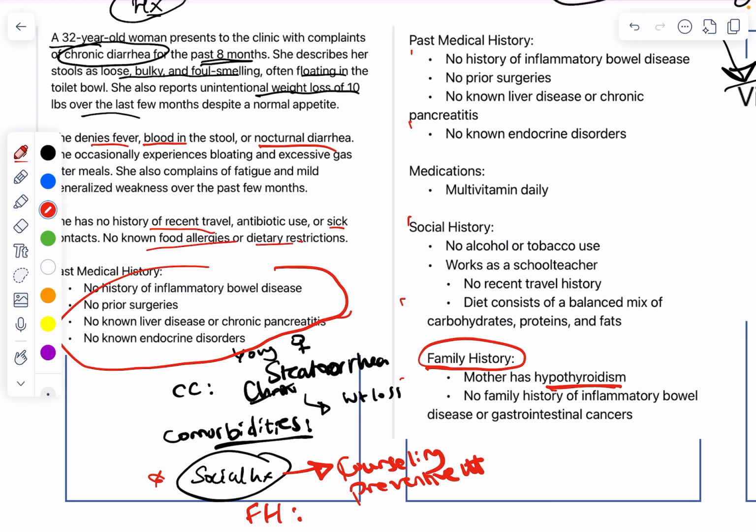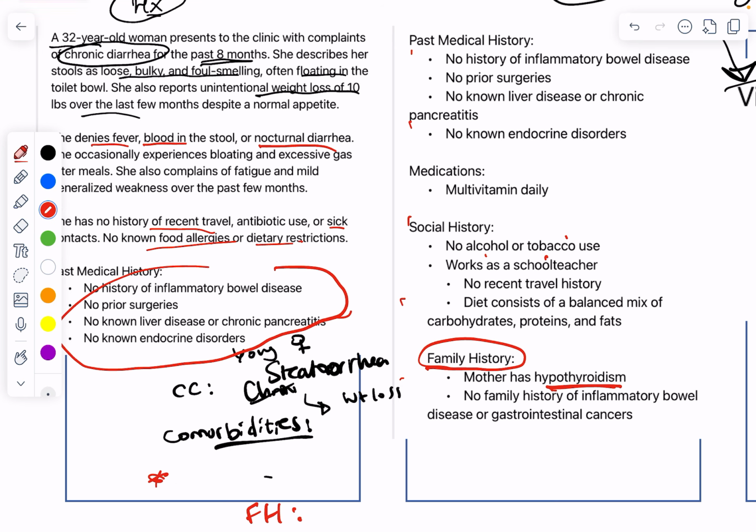Okay? If she were a smoker or alcohol user, I would have taken note of that in order to include it in my preventive management, but there is none, so we're going to delete it from our notes. So we're only going to write what's important. And what's important here is her family history. Mom has hypothyroidism. All right, that's it.